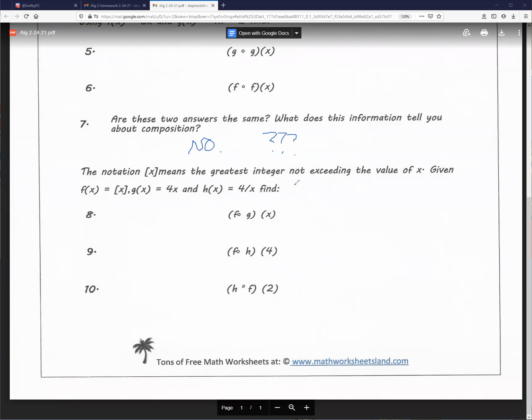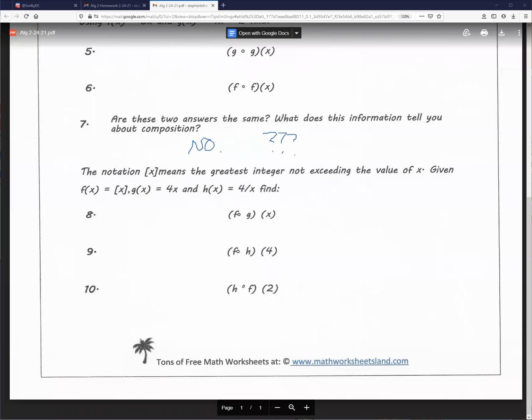Different functions give you different results. I don't know what that is trying to suggest, honestly. The notation bracket x means the greatest integer not exceeding the value of x. Okay, let me translate this for you. Ready? We're going to cover this up.